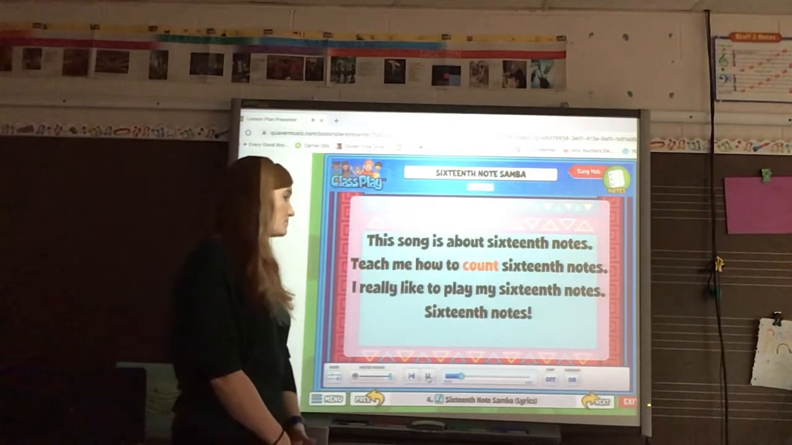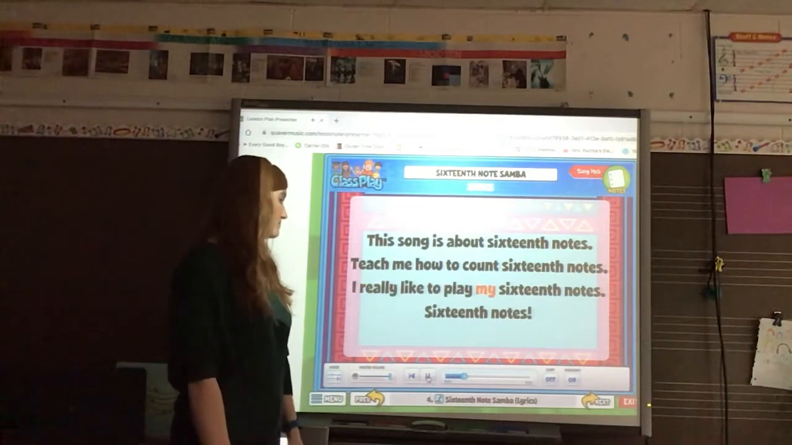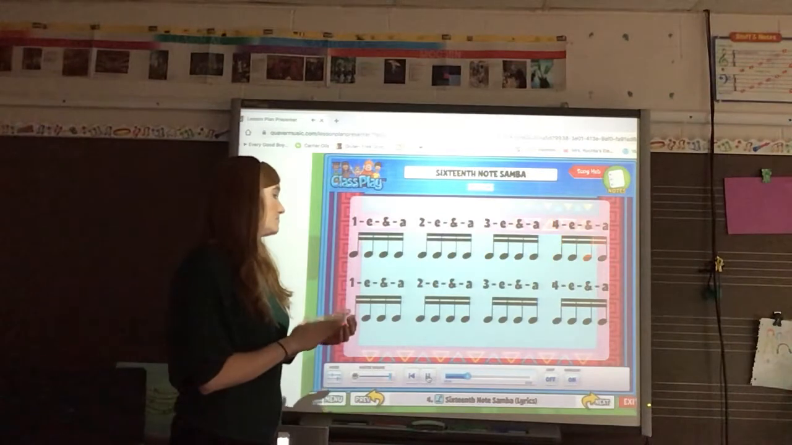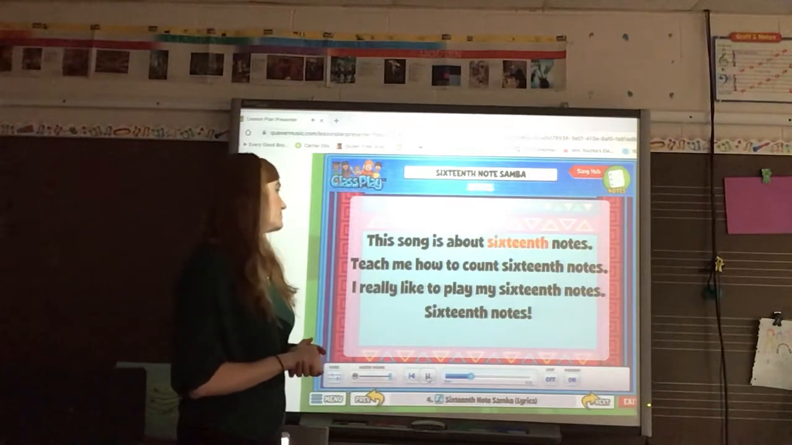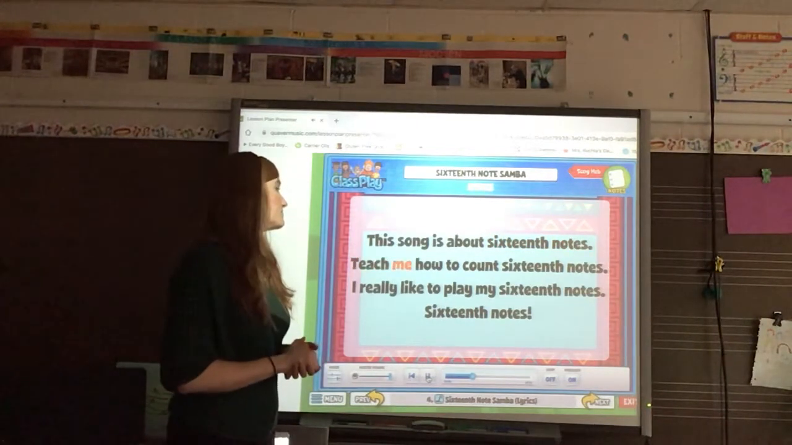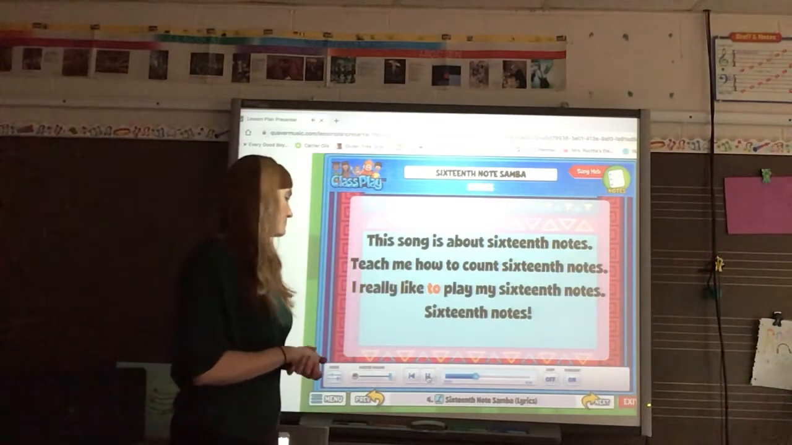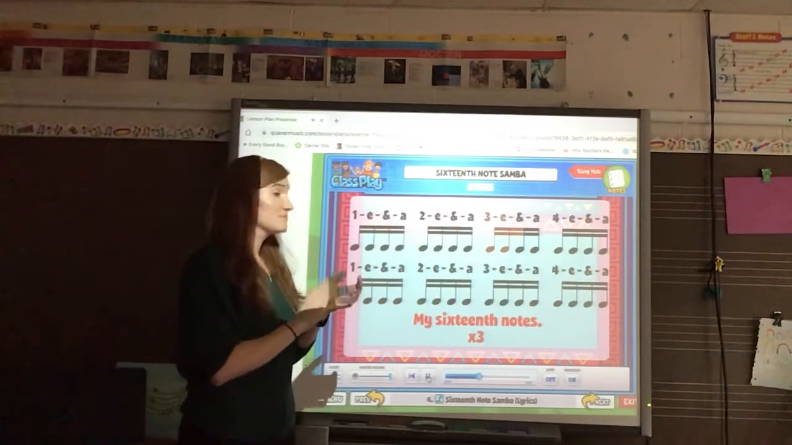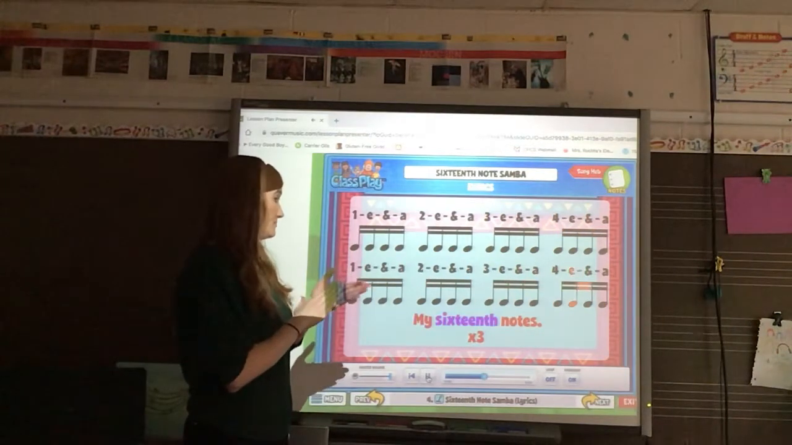Teach me how to count 16 notes. I really like to play my 16 notes. 16 notes. This song is about 16 notes. Teach me how to count 16 notes. I really like to play my 16 notes. 16 notes. 16 notes. 16 notes.